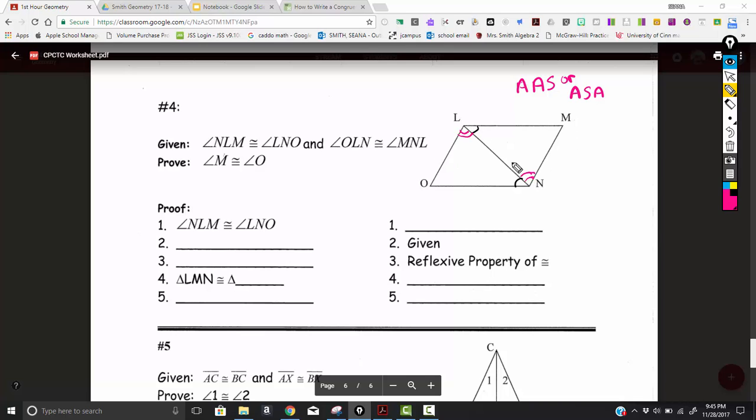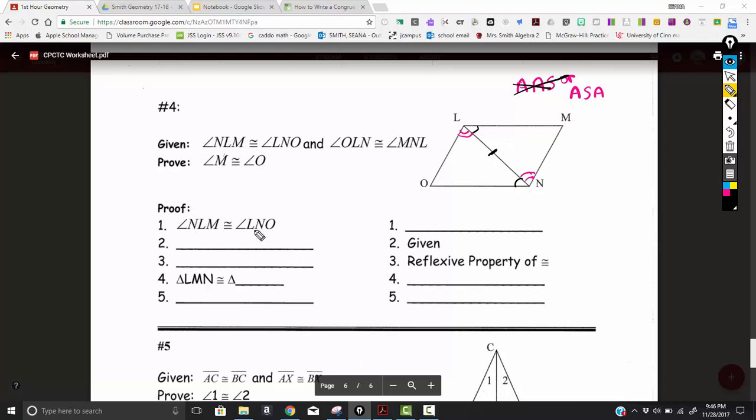But there is something special about LN, and most of you are getting this now. LN belongs in both triangles. They share it. Therefore, it makes it congruent by reflexive property. Okay, so now we've proved them congruent. Let's see how. We have angle, side, angle. If I look at my other triangle, angle, side, angle. So not this order, angle, side, angle.